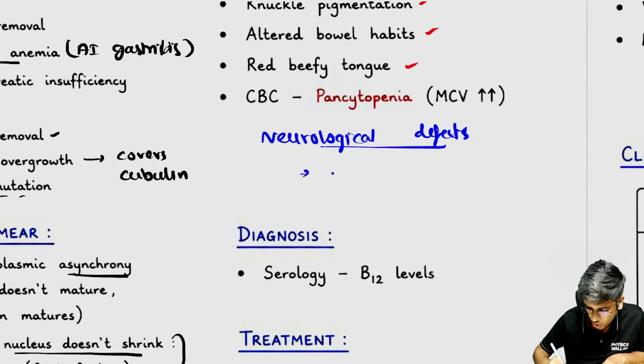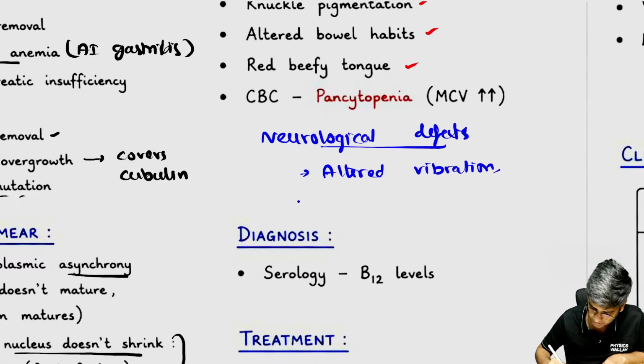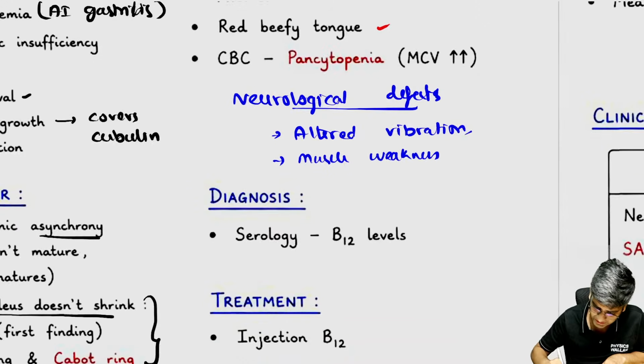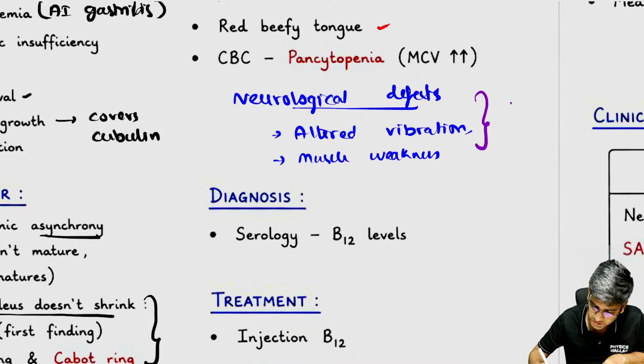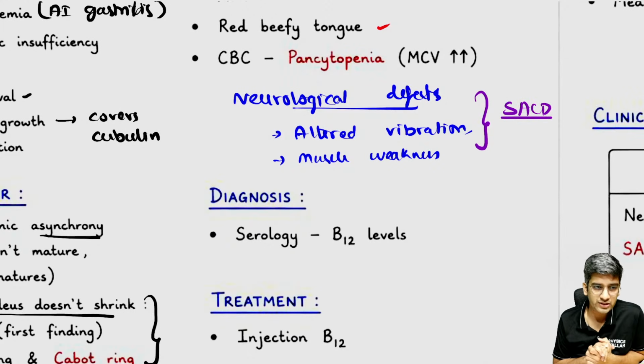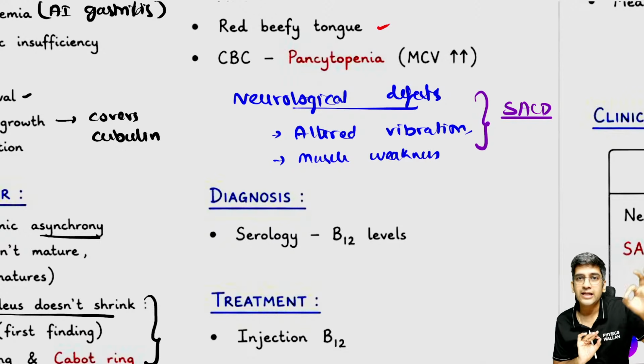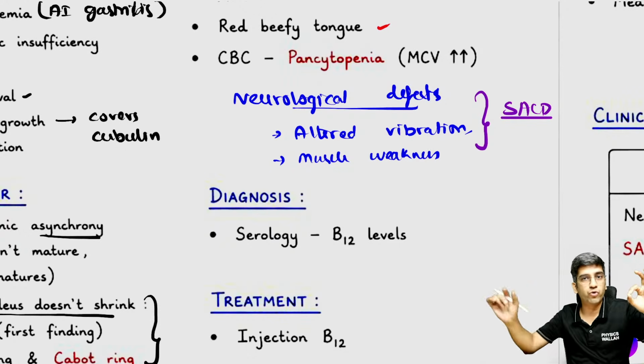It could be altered position sense, altered vibration sense, sometimes even muscle weakness. You should have neurological deficits. This is a classical condition called subacute combined degeneration of the spinal cord that you have to know about. That's the only thing clinically that can differentiate B12 from folate deficiency.